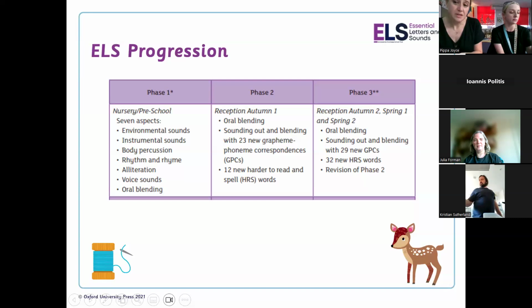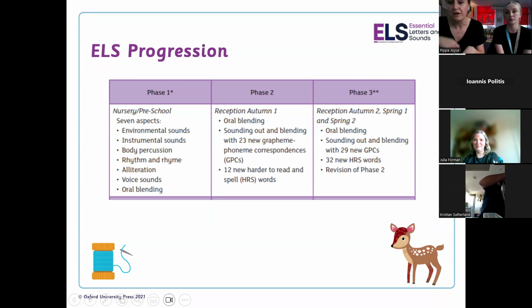And some of the children have retained those. Many of the children have not. So please do not panic if your child is not retaining them yet. We are not expecting fully fluent readers by half term. It's all about repetition. And then you've got the 12 hard to read and spell words on top of that.